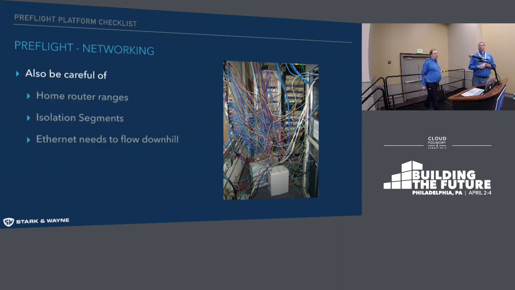So isolation segments, those are a little bit easier to deal with. If you're booting up multiple foundations, you can use the same IP ranges for all of them because they're isolated. But you do have to work with your services team. Make sure that your isolation segments and their services IPs don't overlap. Otherwise, the containers can't talk to your database, your Redis, any of that sort of stuff. And Ethernet needs to flow downhill. I believe that's completely self-explanatory.